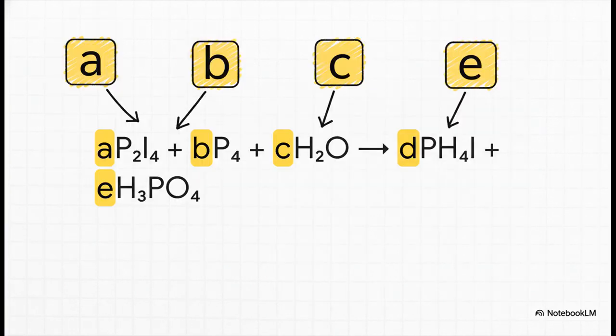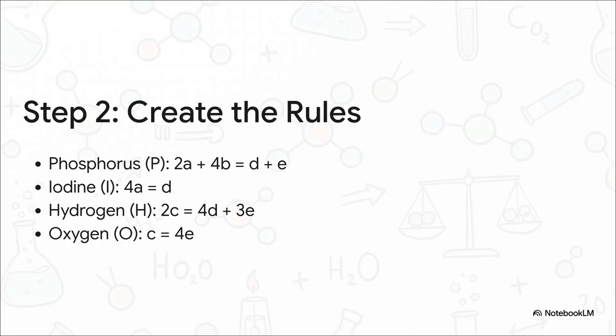Okay, step 1, we just assign a variable, A, B, C, D, and E, to stand in for the real coefficients, and just like that, we've officially turned our chemistry problem into a math problem. Step 2 is building our rules. We'll just create one equation for each element.